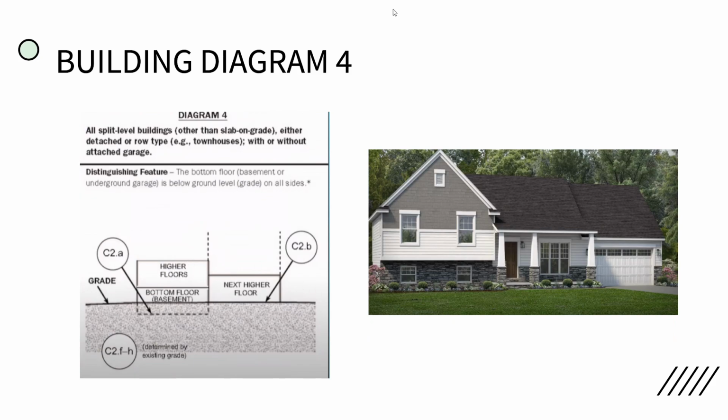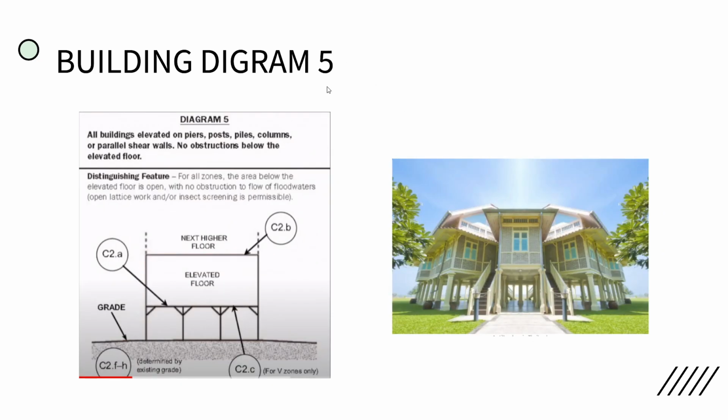Building diagram 4 is the same as 3, except it is subgrade, meaning it's underground. So the basement is at least 2 feet or more under the grade. For us to determine that it's a diagram 4, we would have to get the ground elevations, the basement floor elevation, the next higher floor elevation, and the garage elevation, as well as equipment.